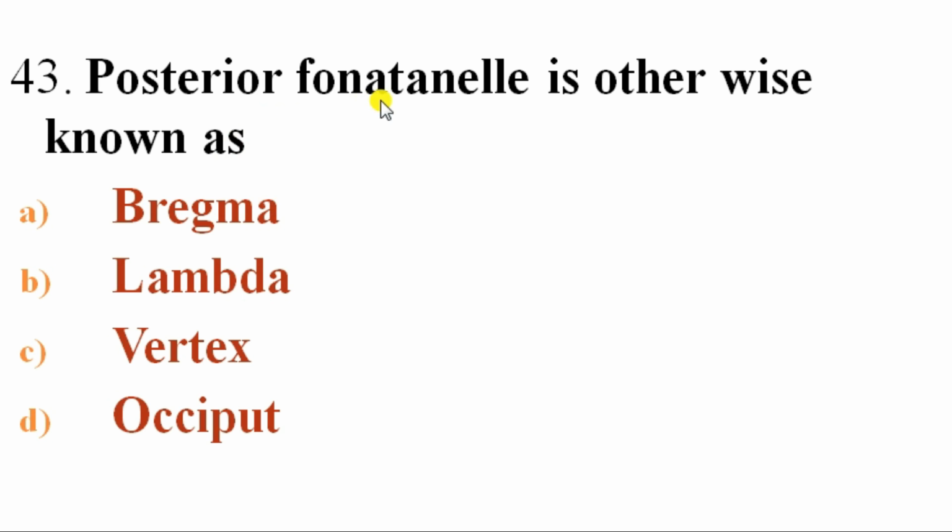Next question, posterior fontanelle is otherwise known as options A. Bregma, B. Lambda, C. Vertex, D. Occiput. Answer is B. Lambda. So posterior fontanelle is otherwise known as lambda and anterior fontanelle is otherwise known as bregma.